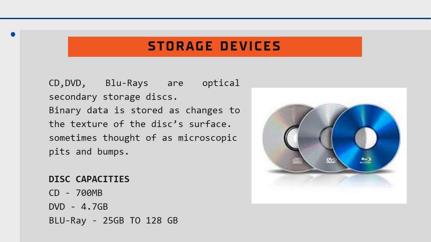CDs, DVDs and Blu-rays are optical storage disks that store data using tiny changes on the surface of the disk, often called microscopic pits and bumps. CDs can hold about 700 MB of data. DVDs around 4.7 GB and Blu-rays can store from 25 GB up to 128 GB. These disks are mainly used to store music, videos, software and backups.